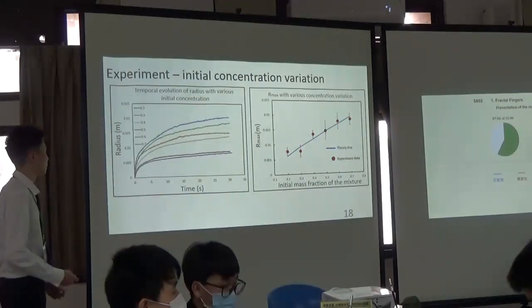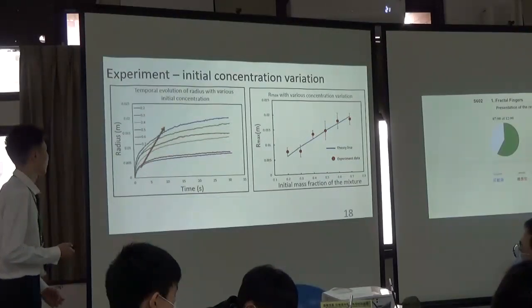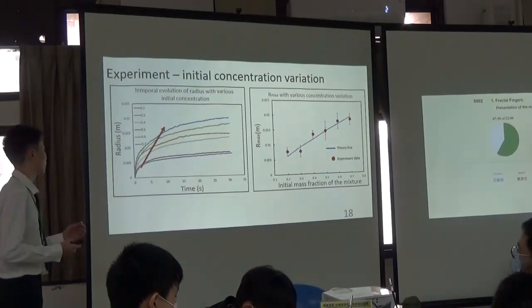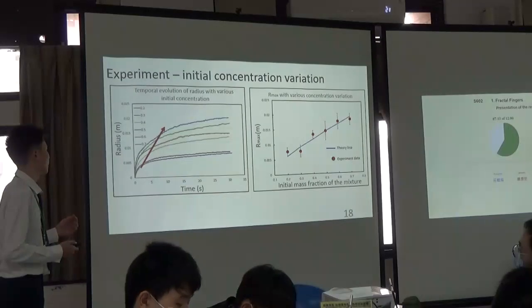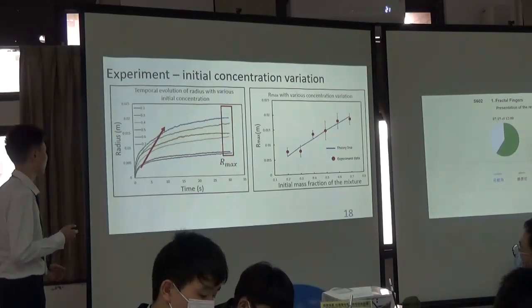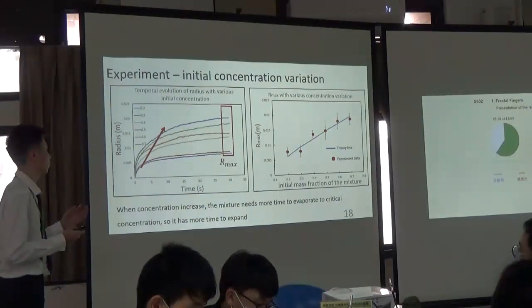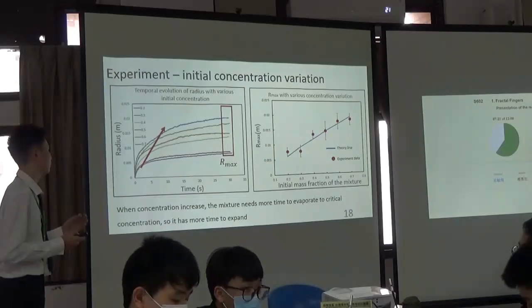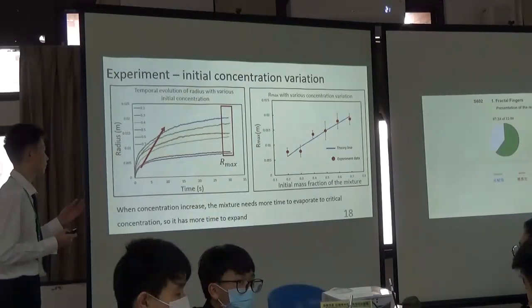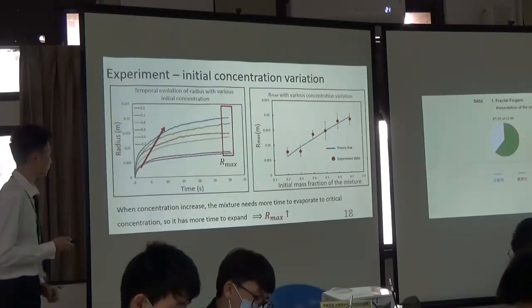And this is the experiment about the initial concentration variation. As you can see in the graph, when the concentration of the alcohol is higher, it will get flattened later. It's because when the concentration increases, the mixture needs more time to evaporate to a critical concentration. So with the higher concentration, it will have more time to expand, so the maximum radius will increase.